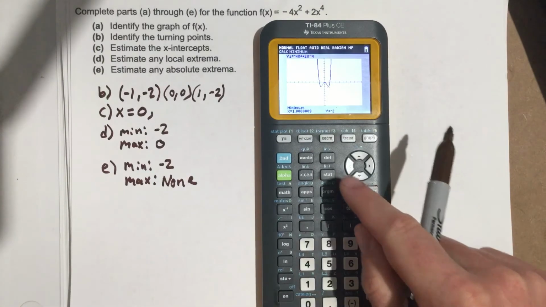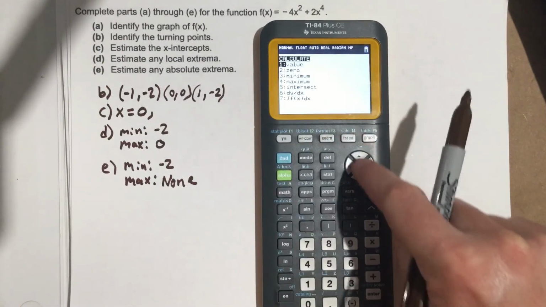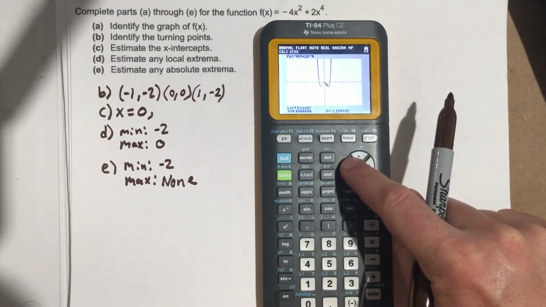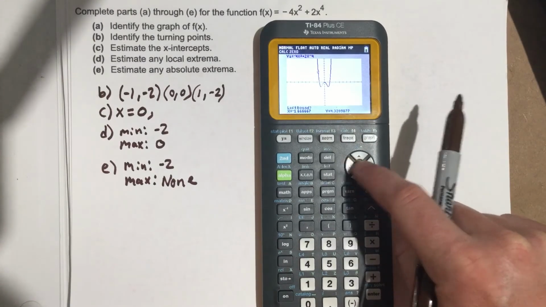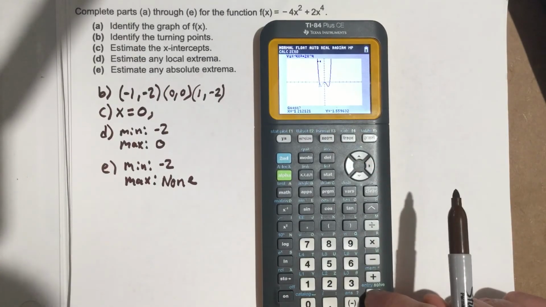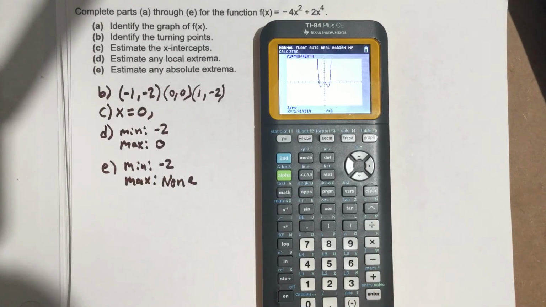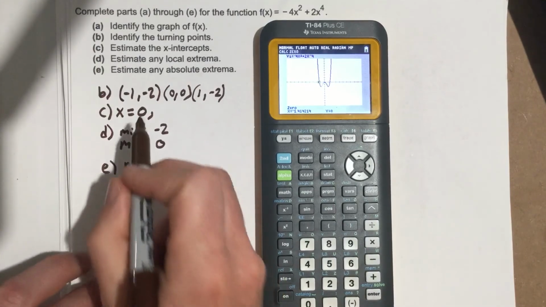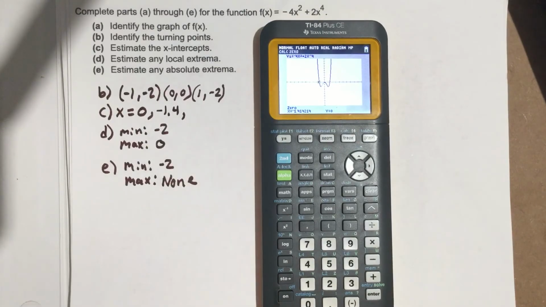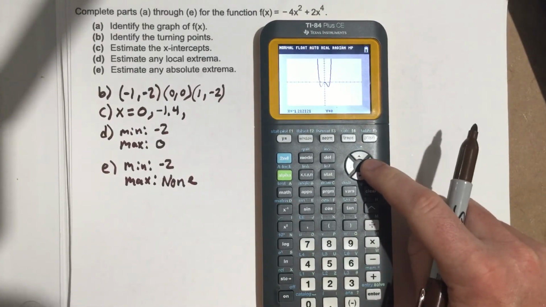So let's find the x-intercepts. We're going to do second calc, and we're going to go to the zero button. Find the x-intercepts. I know there's one in between these two spots. And it tells me that's negative 1.4. And then I'm assuming the other one's probably 1.4.